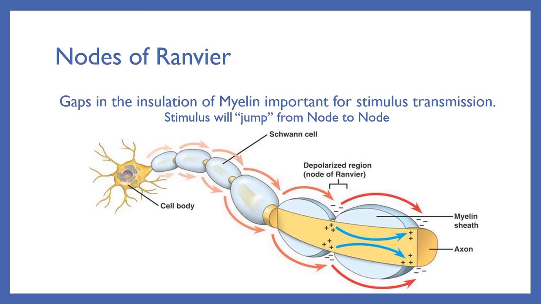You may have noticed that in all of these pictures, the myelin is not continuous. There's gaps. These gaps in the insulation of the myelin are very important for stimulus transmission. The little tiny gaps in between the myelin are called the nodes of Ranvier, and the stimulus will jump from node to node.